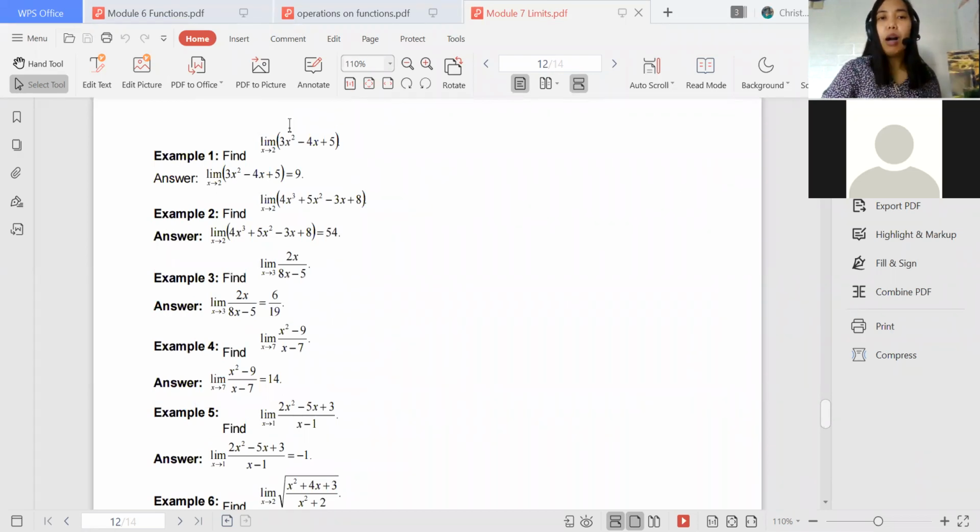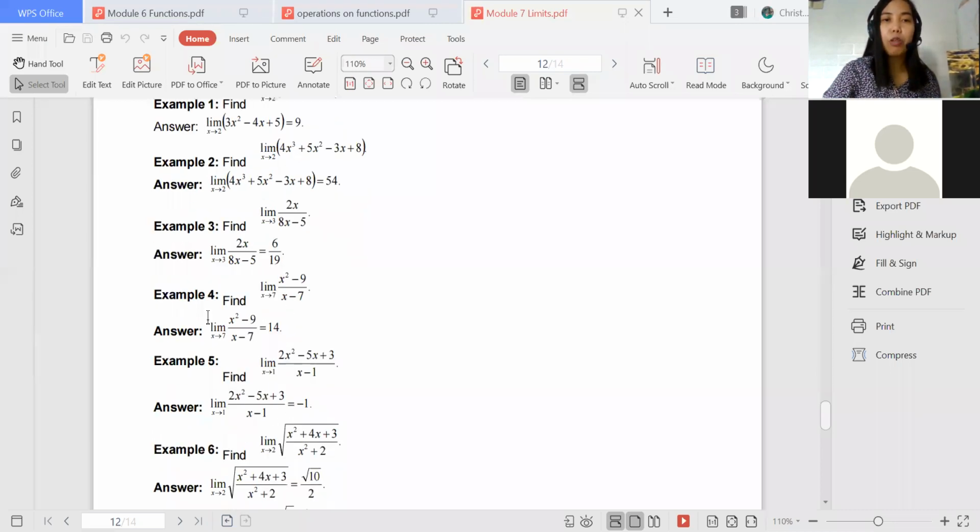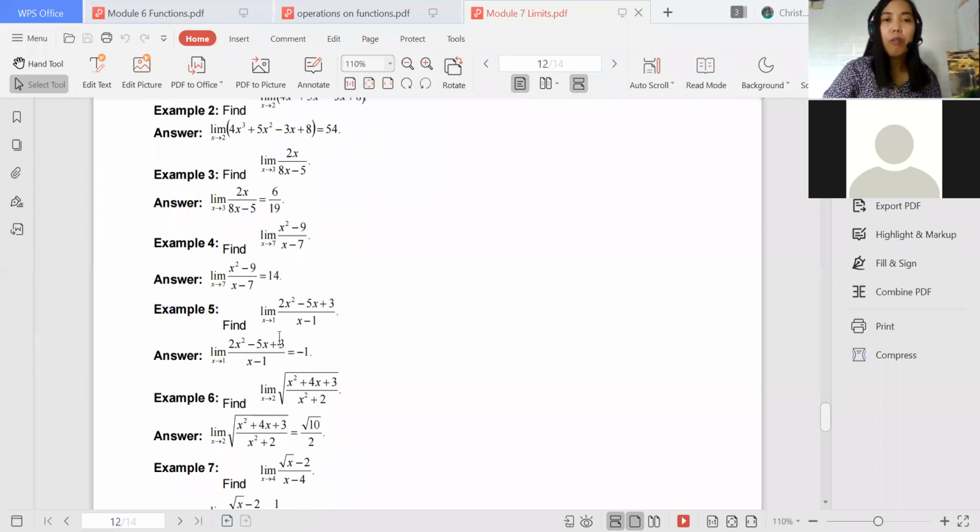Okay. So for example 1, this is quadratic, so you can use direct substitution. Example 2, this is also a polynomial, it's a cubic. So you can also use direct substitution. Number 3, you can check: 8 times 3, 24 minus 5, it's not equal to 0. So you can do direct substitution. In number 4, you cannot do direct substitution, so simplify first the given function before you get the limit. Number 5, you also need to simplify first the function, then get the factors and do cancellation before you get the limit.